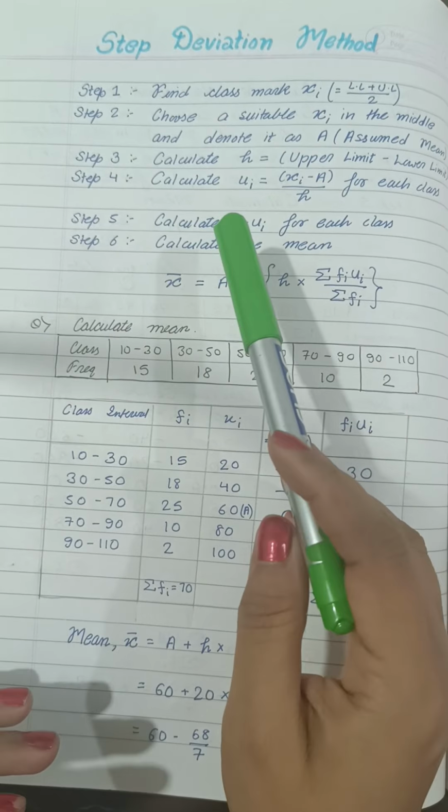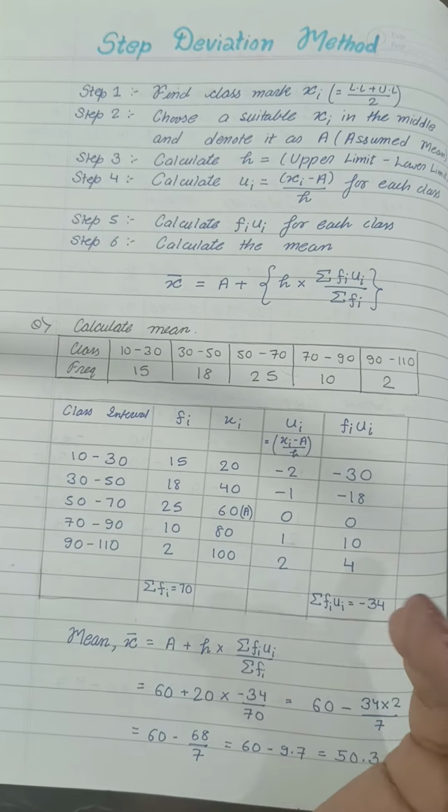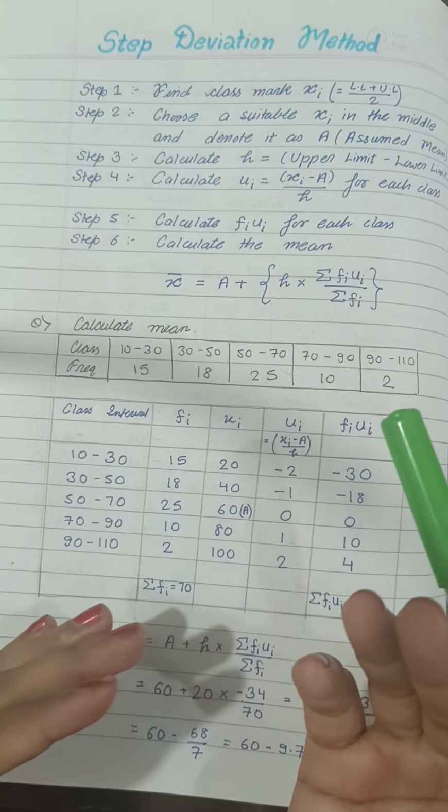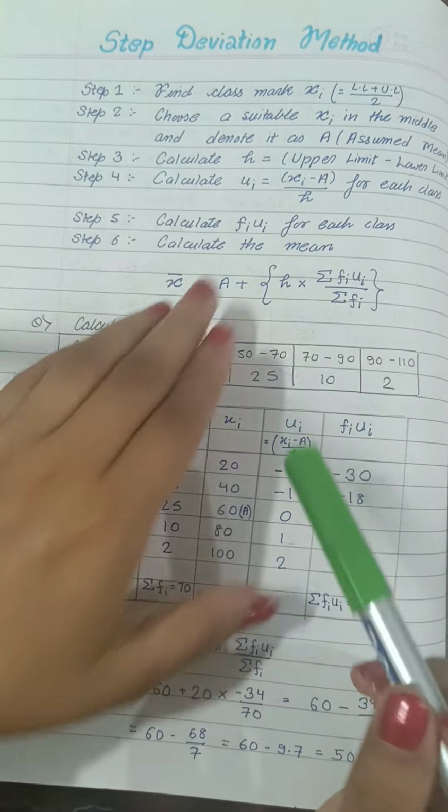Then we will calculate the class size h. What is class size? It is upper limit minus lower limit. So we will have 30 minus 10 is equal to 20, or say 50 minus 30 is equal to 20, like that. Then we will calculate ui.